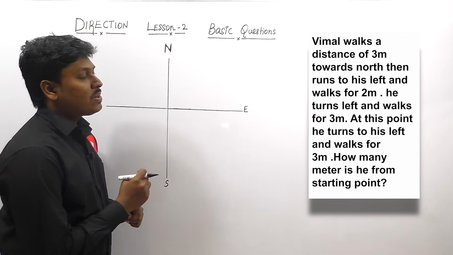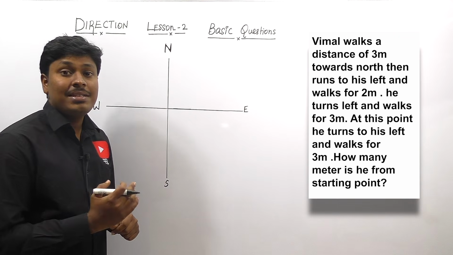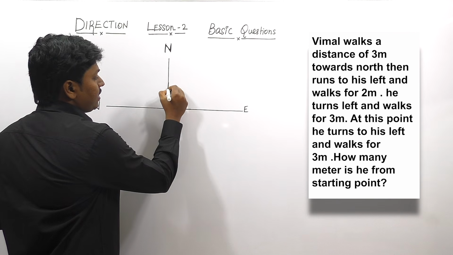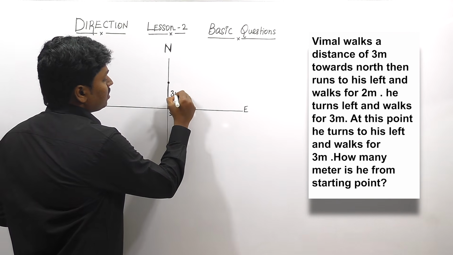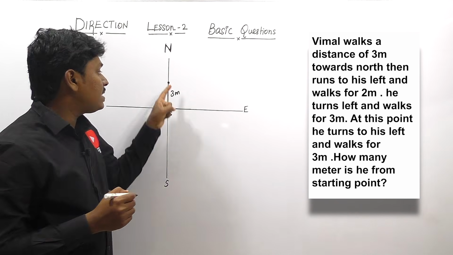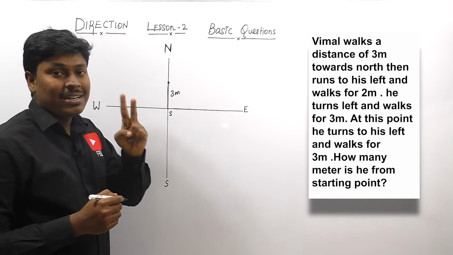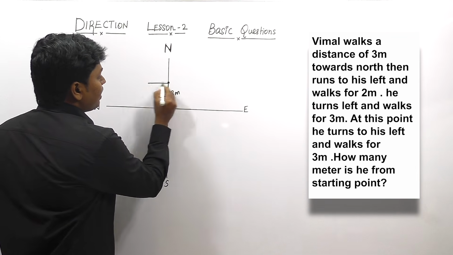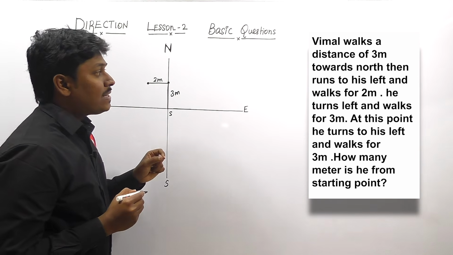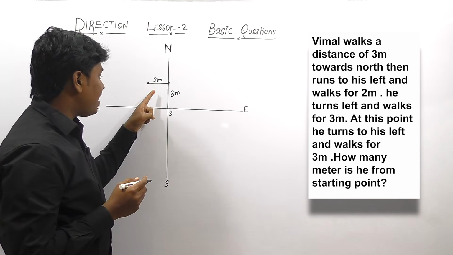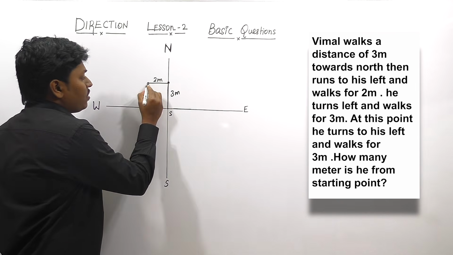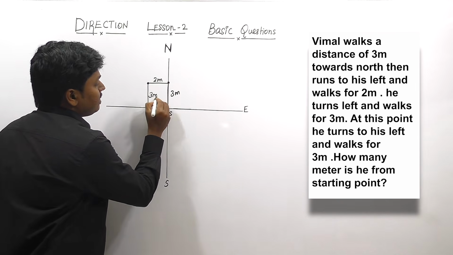Vimal walks a distance of 3 meters towards north. So friends, Vimal is walking 3 meters towards north. So let me take this as a starting point, and he is walking 3 meters towards north. And turns to his left and walks 2 meters. So friends, from this point he is turning left and covering 2 meters. So we can say that this will be 2 meters, right? He turned to his left and walked for 3 meters. So friends, from here he is turning left and covering 3 meters. So this is also 3 meters. So both the lengths should be the same. So this is 3 meters.